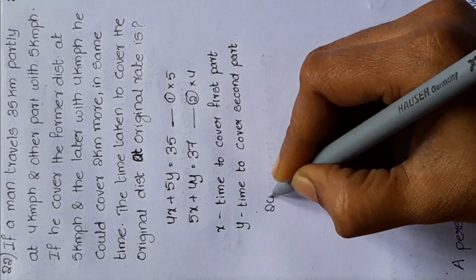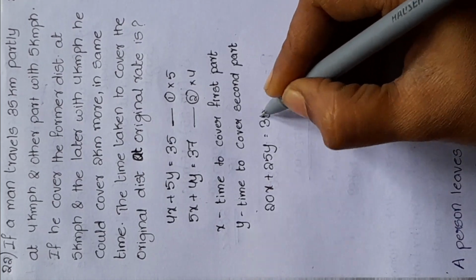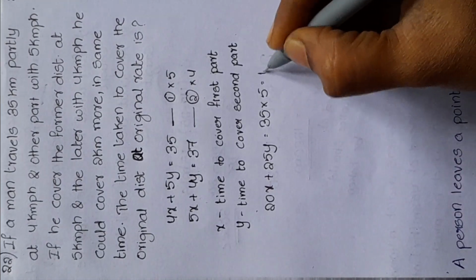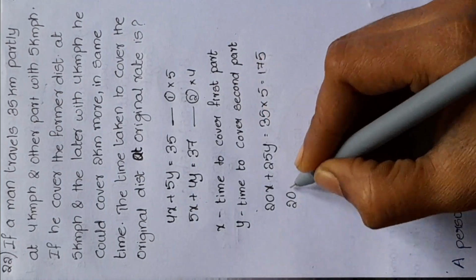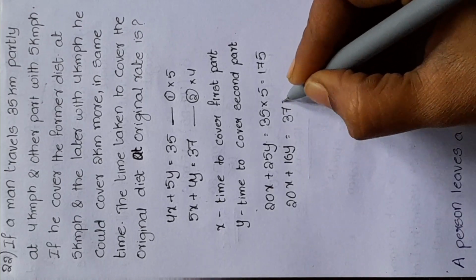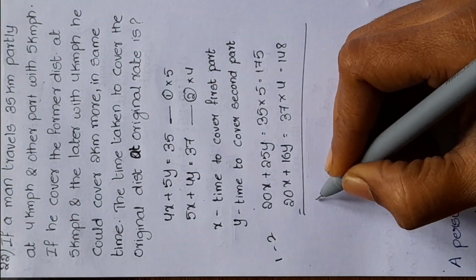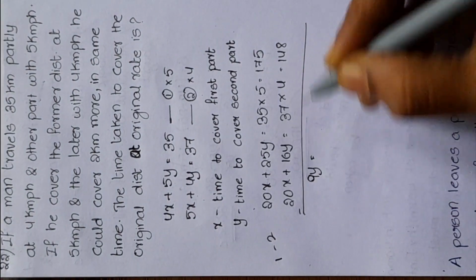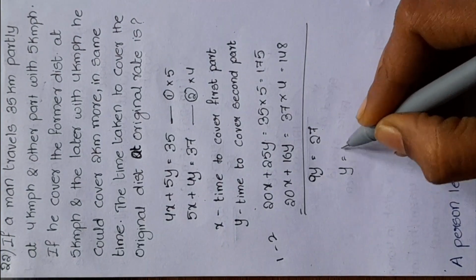So we get 20x plus 25y is equal to 35 into 5. We get this as 175. And the second equation we should multiply with 4. So 20x plus 16y is equal to 37 into 4. We get this as 148. Subtracting, we get 9y is equal to 175 minus 148, which is 27. So we get y is equal to 3 hours.